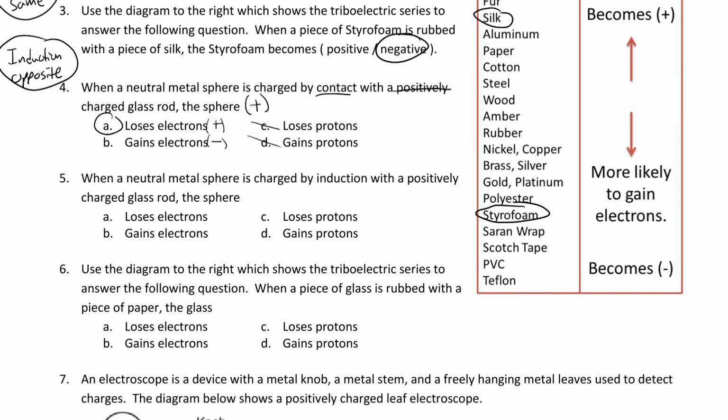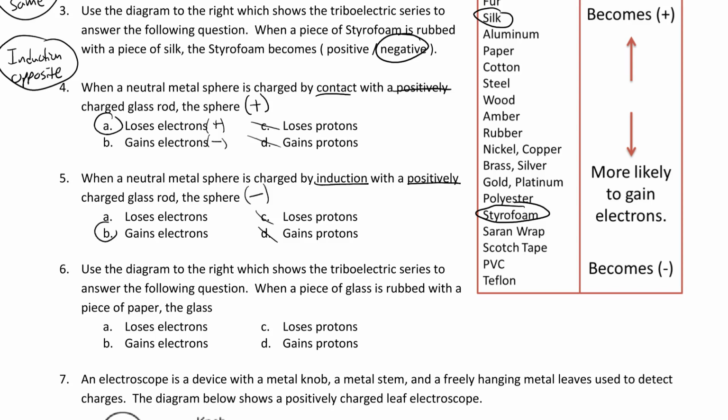Number 5, when a neutral metal sphere is charged by induction with a positively charged glass rod, since it's induction, it's opposite of positive, which is negative. And again, we're not gaining or losing protons, and gaining electrons makes you negative.